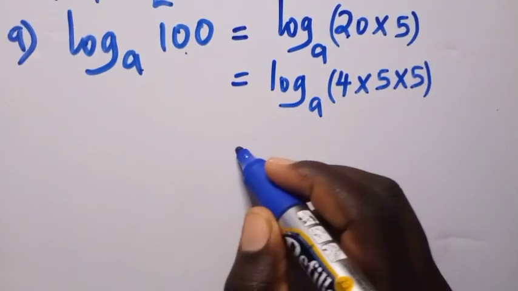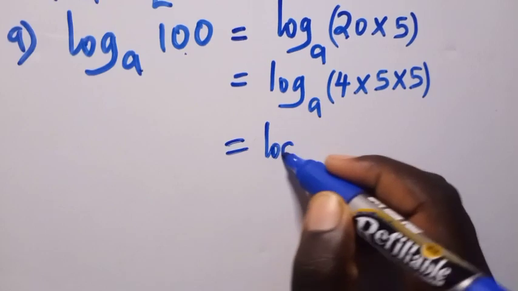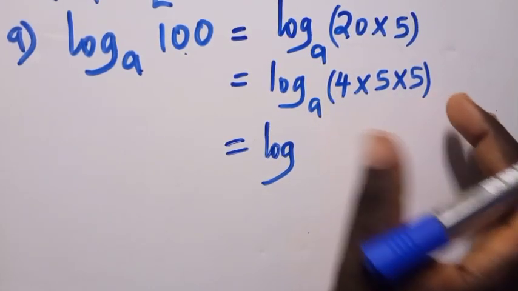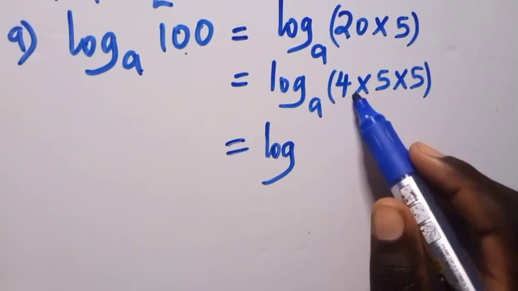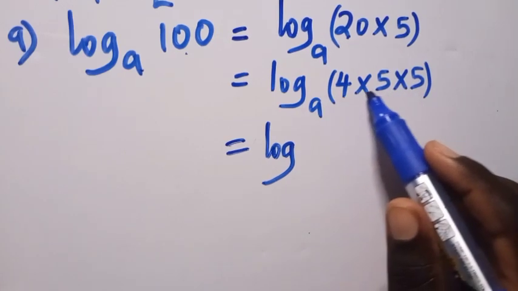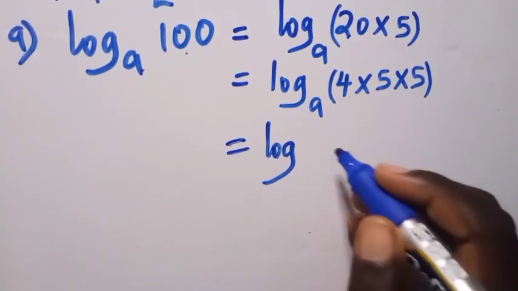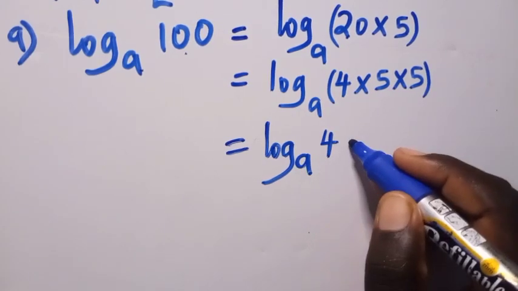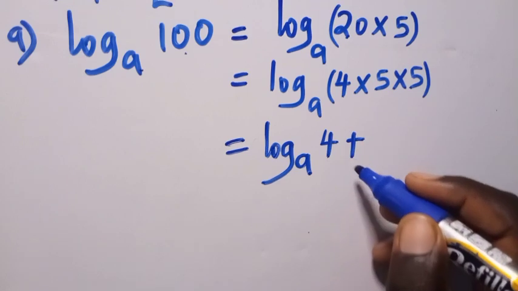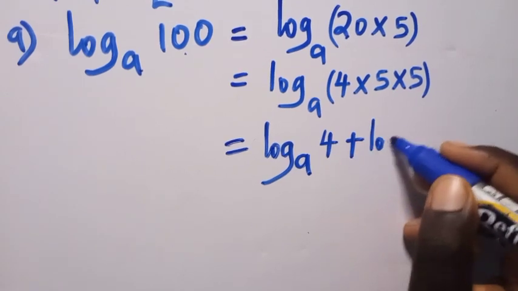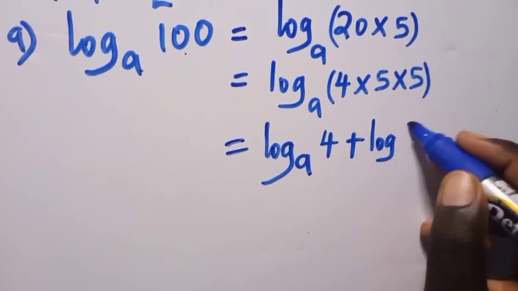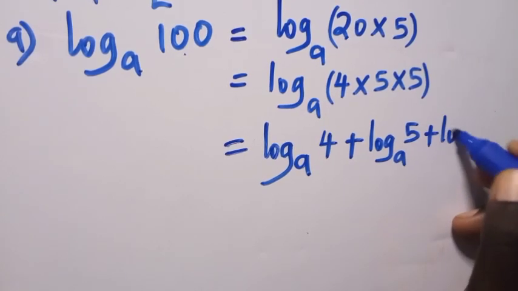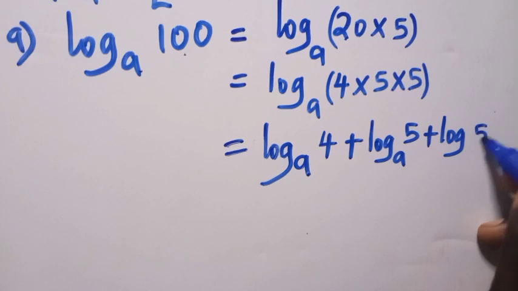If we proceed, applying the laws of logarithms, since this is multiplication, because this is 4 times 5 times 5, it can be the logarithm of 4 to base a, then because of multiplication we have plus the logarithm of 5 to base a, then plus the logarithm of 5 to base a.